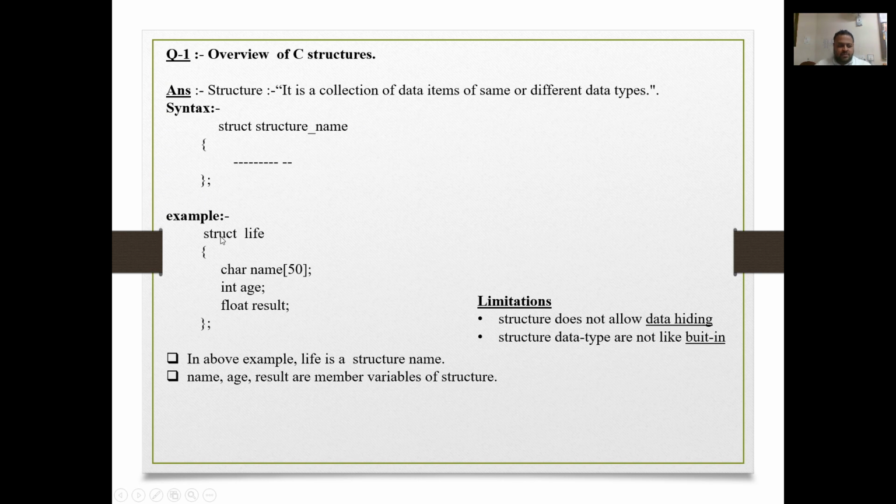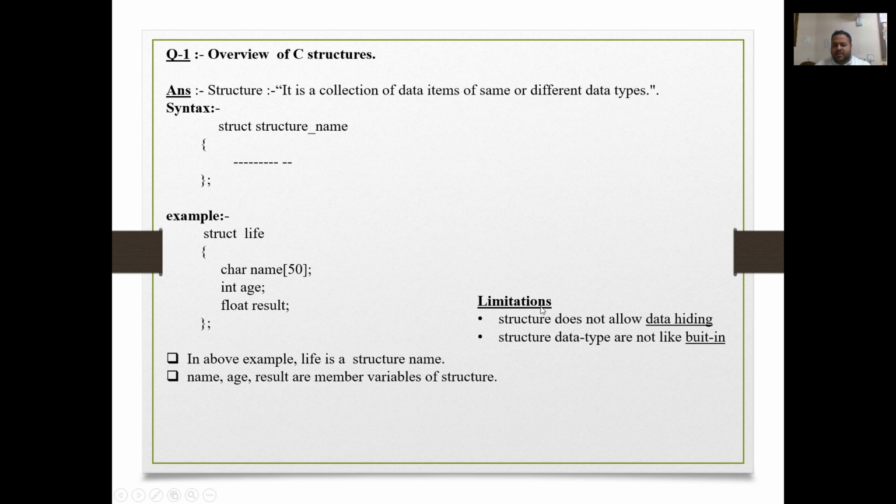So you already studied this; I am just revising. Struct, then life you are taking. Then curly braces on, then char name[50]. I am giving the range of the particular string, 50, integer age, float result, and curly braces close. So in the above example, life is a structure name. You have to create one class and give that name; it may be anything. Then name, age, and result are member variables of a structure.